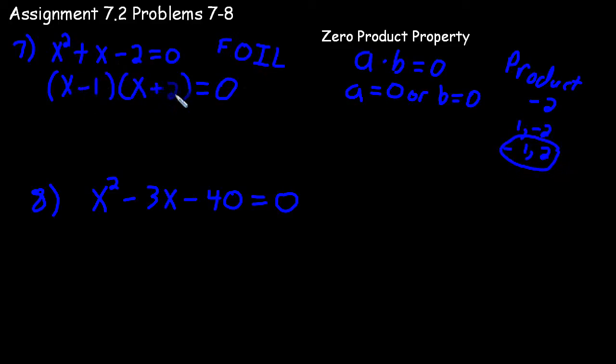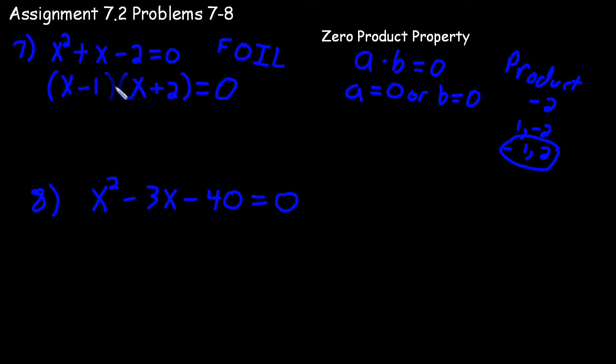So you could check that this is factored correctly by FOILing. The product of the first terms would be x squared. The product of the last terms would be negative 2. And then the inner and outer would be negative 1x plus 2x, which would give us this x. Okay, so the first step is to factor the trinomial.